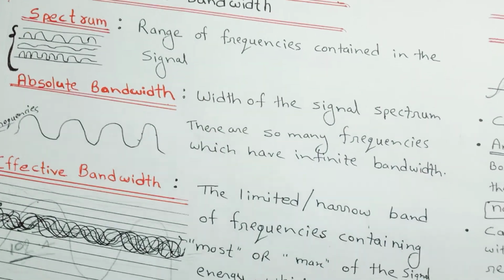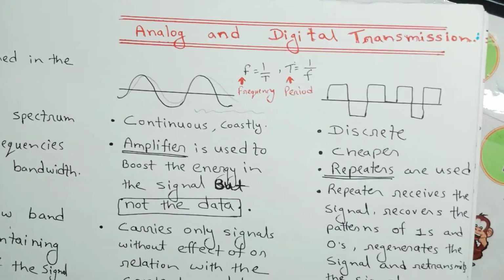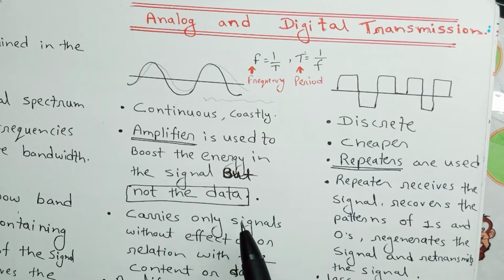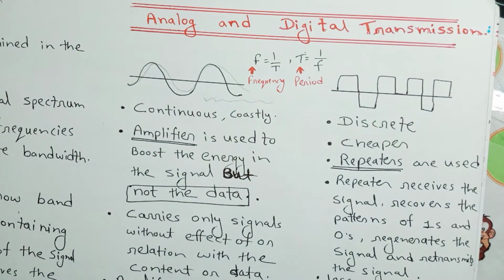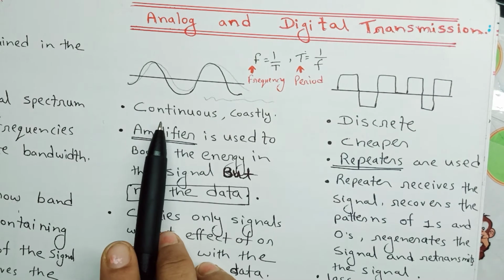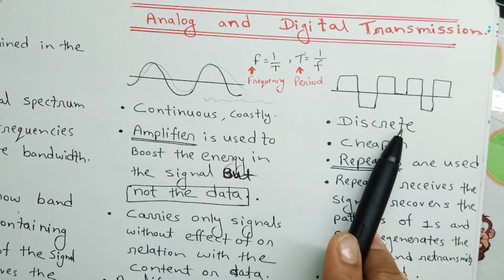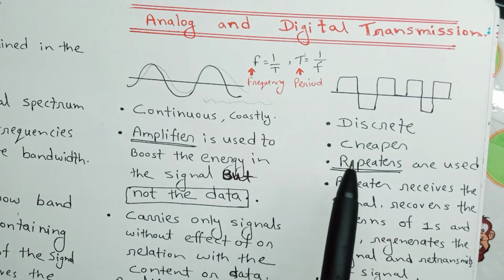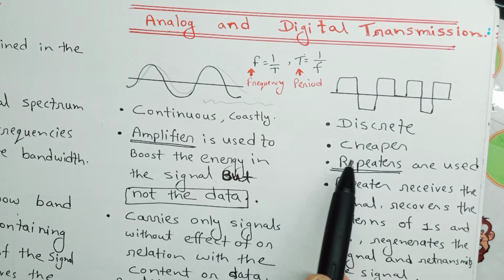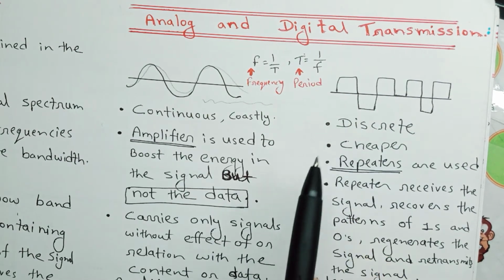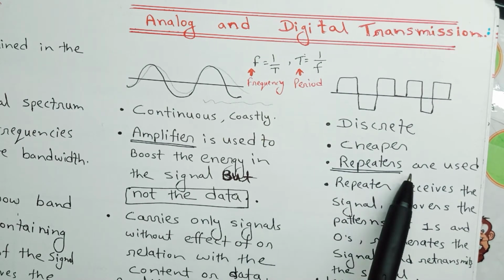Now we will discuss analog and digital transmission. Analog is continuous and digital is discrete. Continuous is costly. Discrete may be continuous or discrete, and it is cheaper. Generally it is found discrete, not continuous.